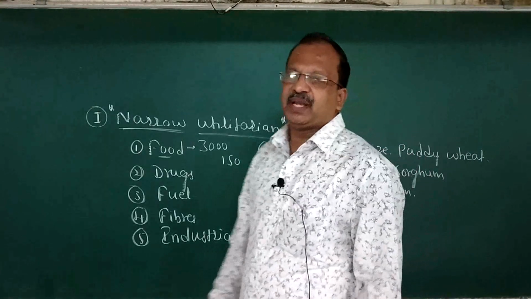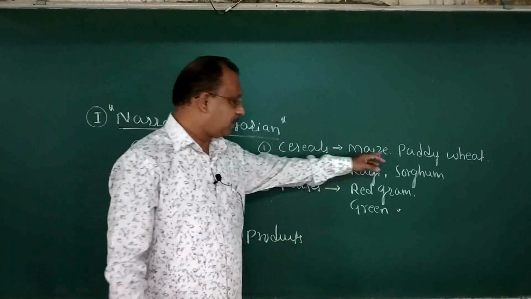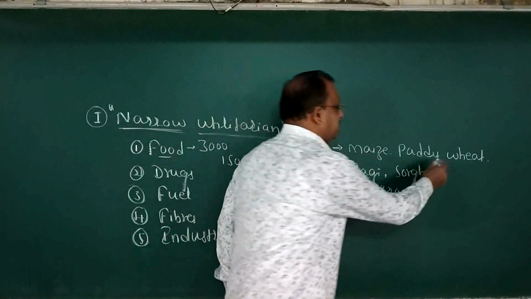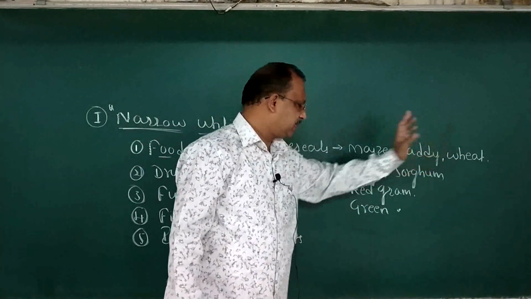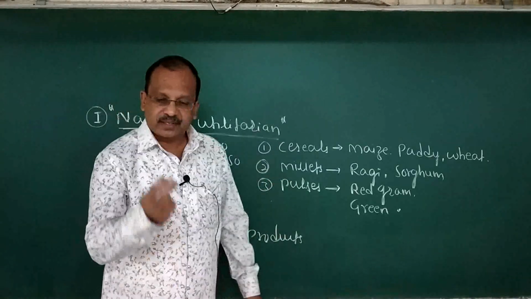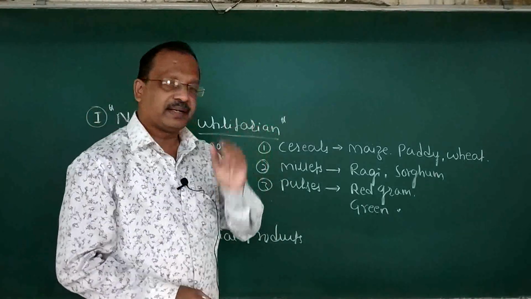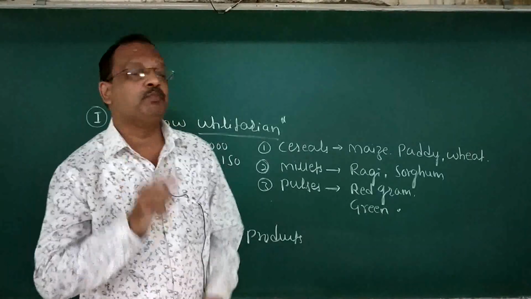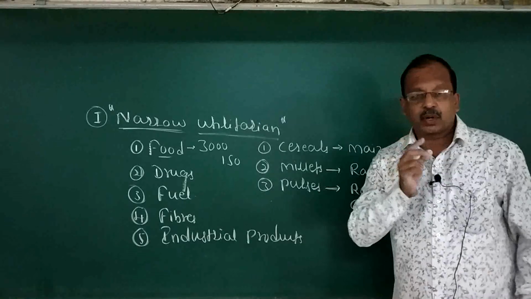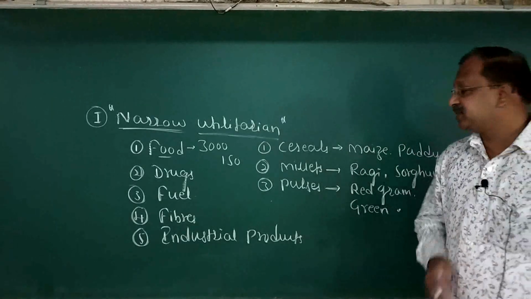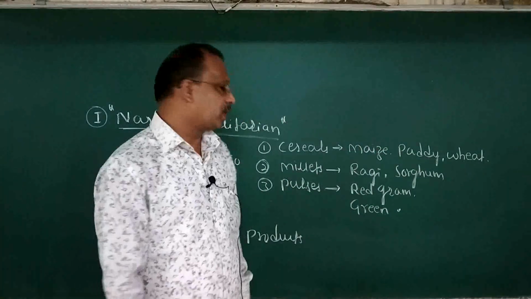Cereals belong to family Poaceae or Graminae. Examples are paddy and wheat. Millets are the small grains which are rich in carbohydrates and proteins. Millets are small grains, but no doubt they are very rich in carbohydrates and proteins. Examples are ragi and sorghum.